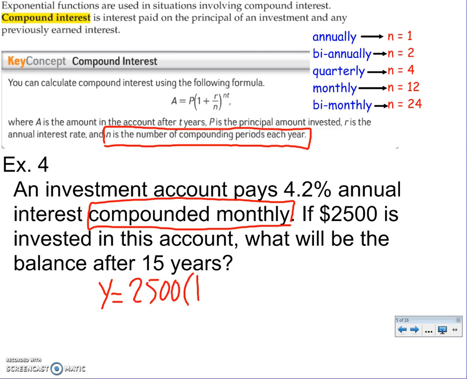All right, then 1 plus r. r is our interest rate as a decimal. So it's 4.2%, that's 0.042, or just move the decimal twice to the left. Over n, monthly is 12, to the nt. n is 12. Time is t. It said 15 years. All you do is type it in the calculator, and you get your answer.